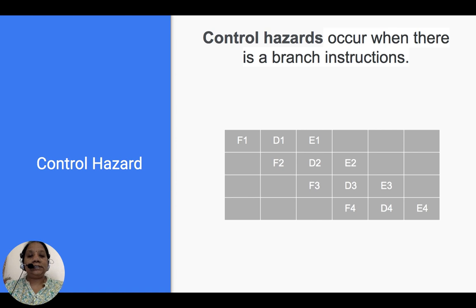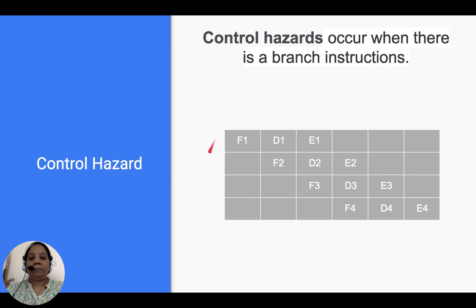Now let's see what is this control hazard. The first instruction is fetched, it is decoded, and it is executed. Only when I execute, I understand that it is a branch instruction. Are you getting it? Only when I execute, I understand that it is a branch instruction. We all know, and we have also done it in our lab, that whenever it is a branch instruction, we do not have to fetch the next instruction immediately.